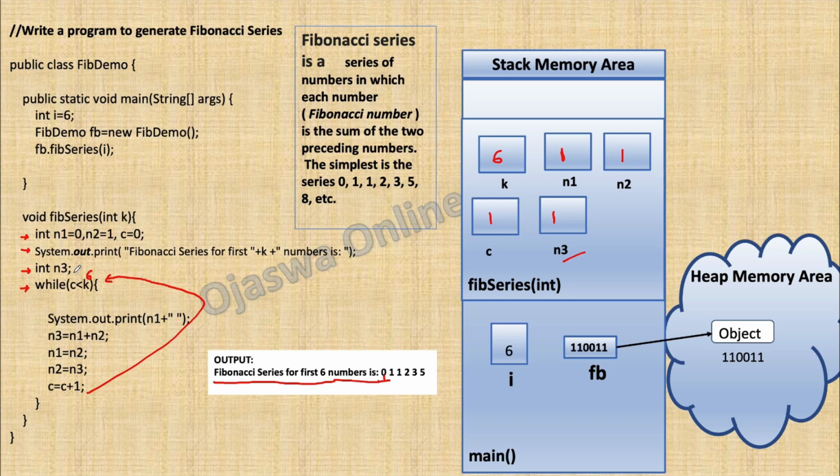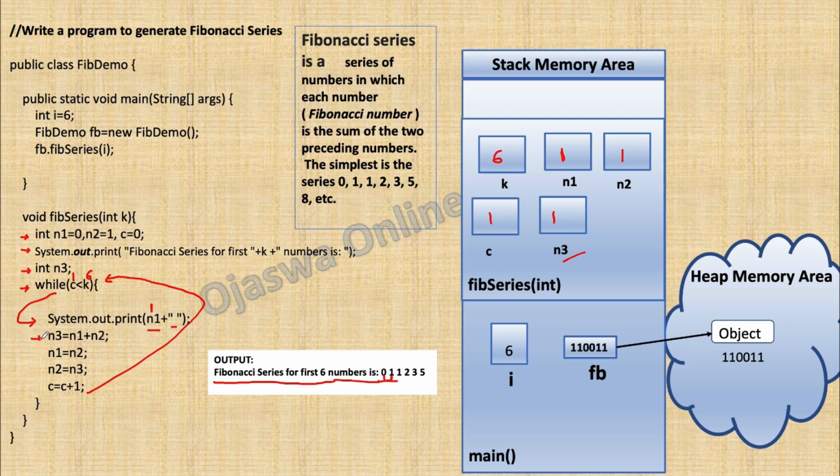Now the value of c is 1. 1 less than 6, condition is true, control comes inside. System.out.print, value of n1 is printed. Value of n1 is 1. Here the second number in the series is printed with some given space. So in the output, the second number of the series, that is 1, is printed and some space is added.